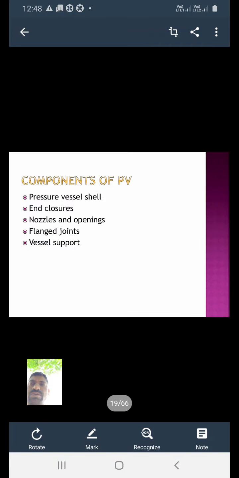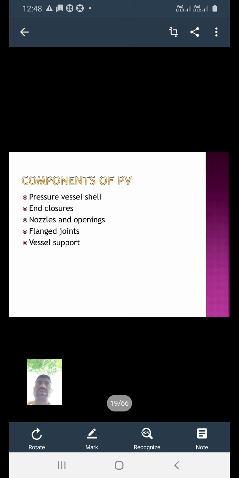Yesterday we have seen the introduction of the pressure vessel. Also, we have seen the unfired pressure vessel and fired pressure vessel, and the types of welded joints used in pressure vessels. We have seen the class 1, class 2 and class 3 categories of classification of the unfired pressure vessel as per the class.